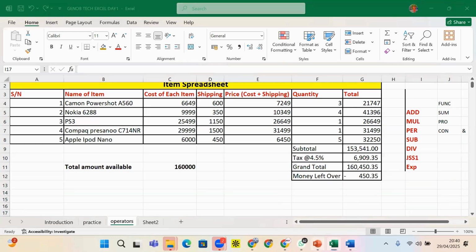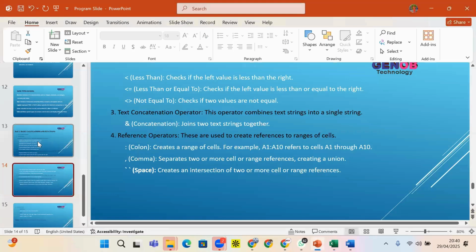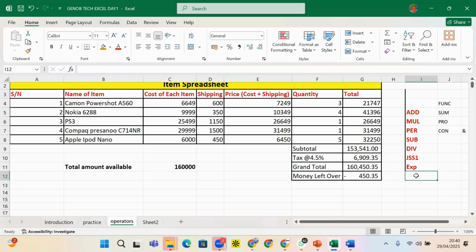So I think that's the end of operators. Let's check. Okay, reference operators, colon. As we said before, we've used colon a lot. We can also use comma. We can also use this space, but I don't think so. Let's just explore them. I want to concatenate these two numbers, right? 3 and 4 again, using concatenation. Then I should use concatenation with what?